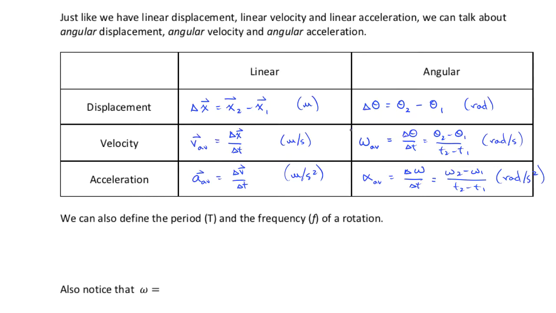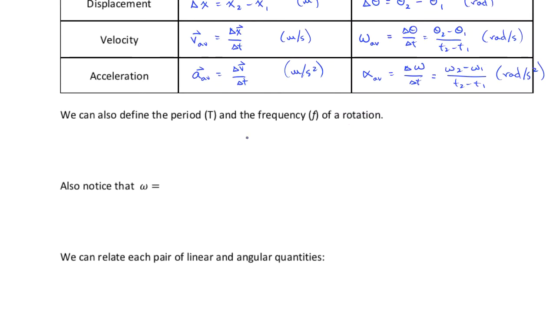But before we do that, we can also define the period, which we give the symbol capital T, and the frequency. The period is asking us the time to complete one cycle, or the duration of one cycle. And so it's going to have units of seconds. Again, it's the duration of one cycle or one rotation, and so it's going to be in seconds. Frequency is the opposite. It's telling us the number of cycles, or the number of rotations, in each second. So it's going to have units of cycles per second.